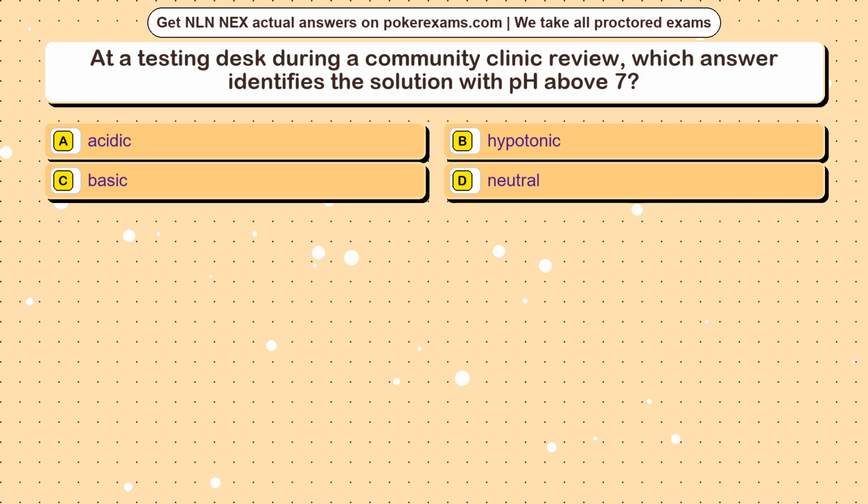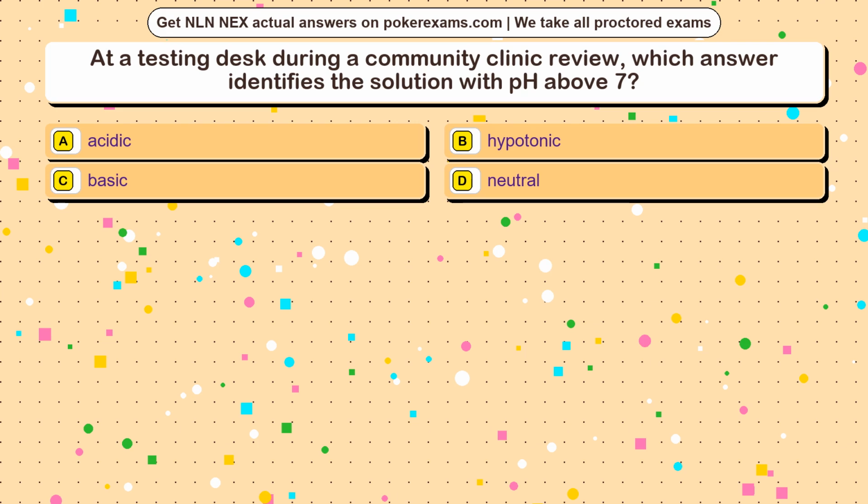Question 23. At a testing desk during a community clinic review, which answer identifies the solution with pH above 7? Option A, acidic. Option B, hypotonic. Option C, basic. Option D, neutral.